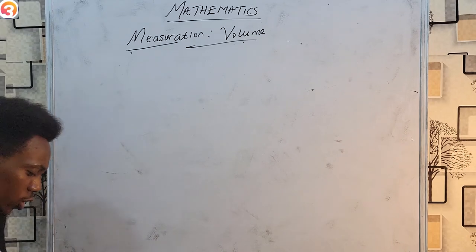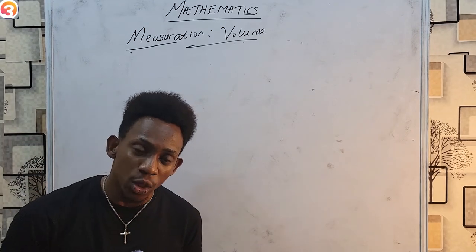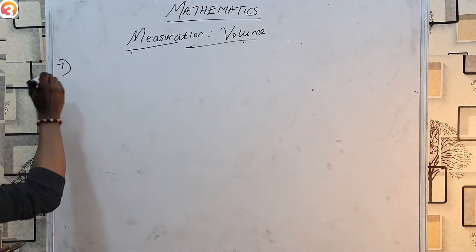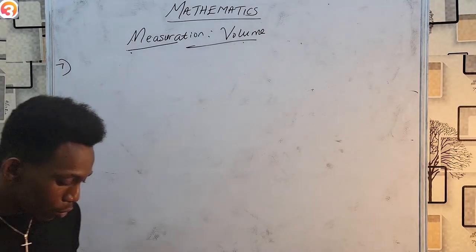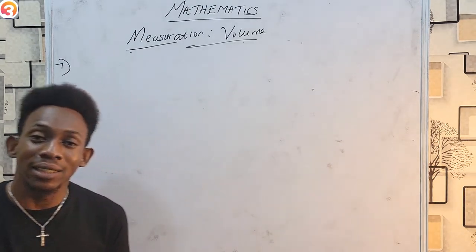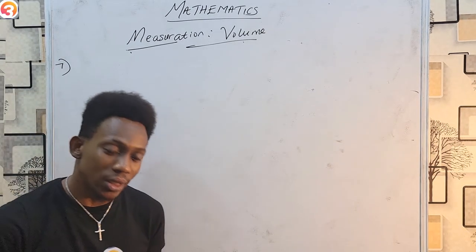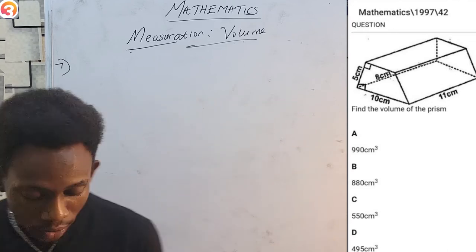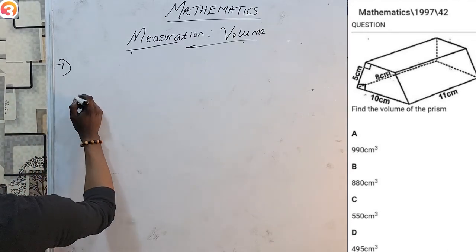But before I do, I just noticed one question that is different from any we have solved. So I think we should give that a go before we stop. So let's just take one more. This one seems quite fun. This is from 1997, question 42. It is a prism. And let's just draw the diagram so we can all look at it.